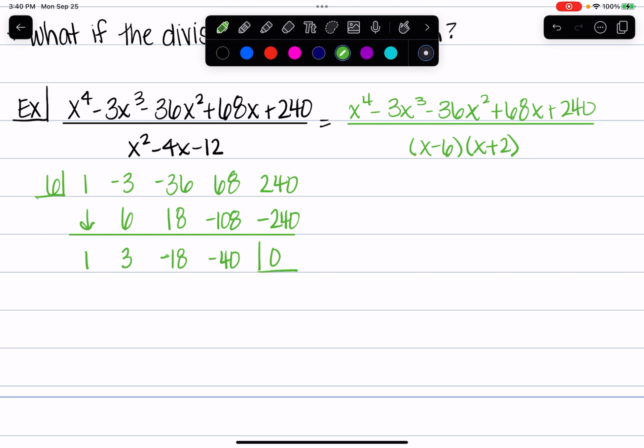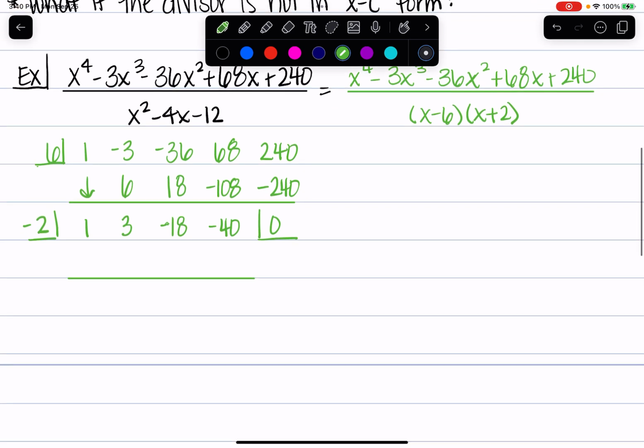And then I am just going to take those coefficients and repeat the process with the negative 2 out in front. And so then I'm going to bring down the 1. Negative 2 times 1 is negative 2. 3 plus negative 2 is 1. Negative 2 times 1 is negative 2. Negative 18 plus negative 2 is negative 20. Negative 2 times negative 20 is a positive 40. So my solution, and remember, this is your constant.